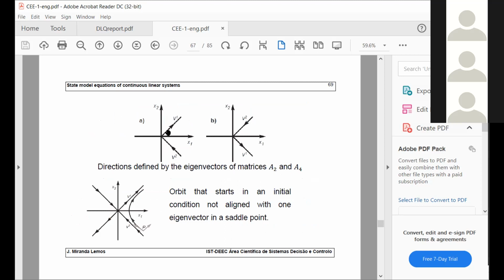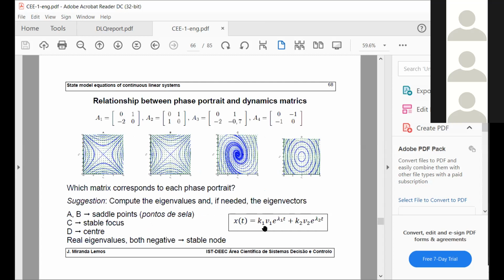Suppose that these are the directions of the eigenvectors. Okay, consider this case, and the eigenvectors are associated to eigenvalues. So, if you start aligned with an eigenvector, look at this formula here. Suppose that you start aligned with the eigenvector number 1. What can you say about K2, the coefficient associated to the other mode, to the other eigenvector?